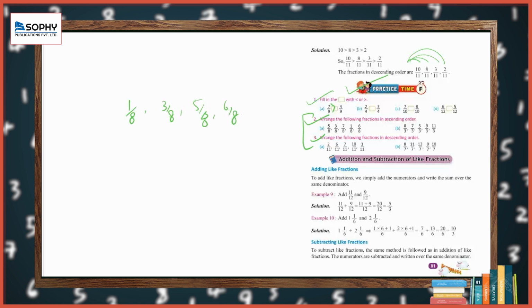In the descending order, what will be the answer, students? Firstly 10 by 11, after that 7 by 11, then third is 6 by 11 and then fourth is 3 by 11 and then fifth is 2 by 11.